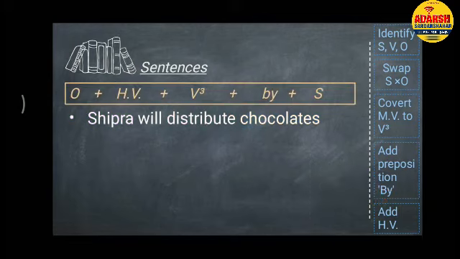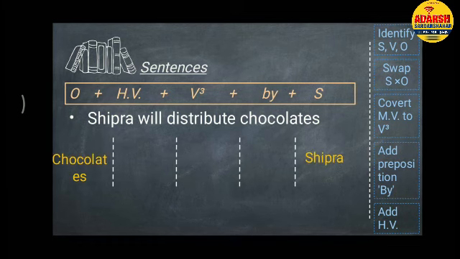Now here let's write our formula. The formula in passive is object plus helping verb plus verb's third form plus by plus our subject. This is the formula of passive, while in active the formula is subject plus helping verb plus main verb plus our object. Now let's go towards our second step, which is swap subject to object. So here we put our object, which is chocolates, in the place of our subject, and subject Shipra in the place of our object.